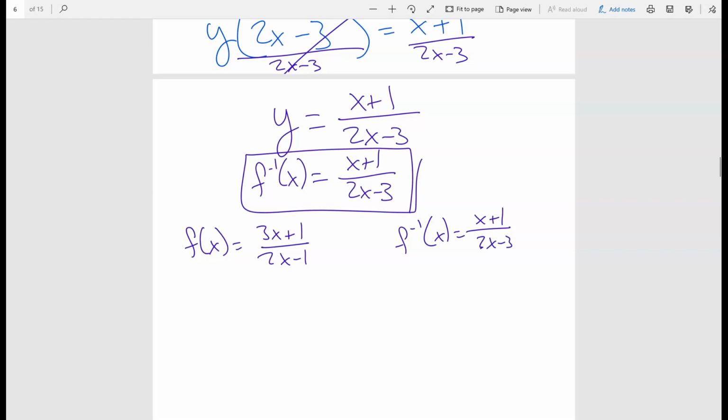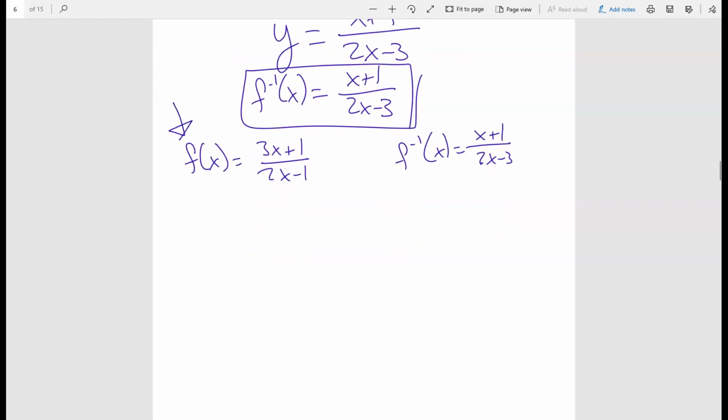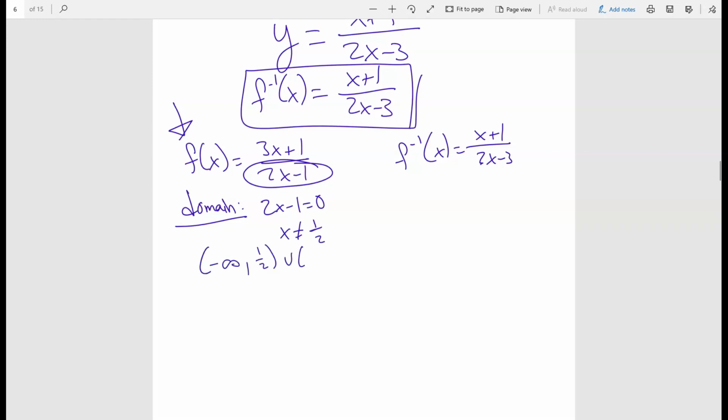If I wanted to know what the domain and range was of the original function, well, the domain for this guy is just setting the denominator equal to 0. So that means x cannot be equal to positive 1/2. Basically the domain is from negative infinity to 1/2, union 1/2 to infinity. So that's the domain of this guy.